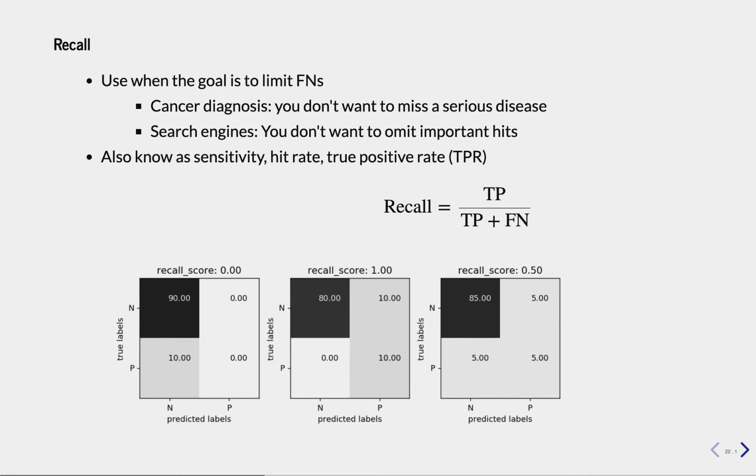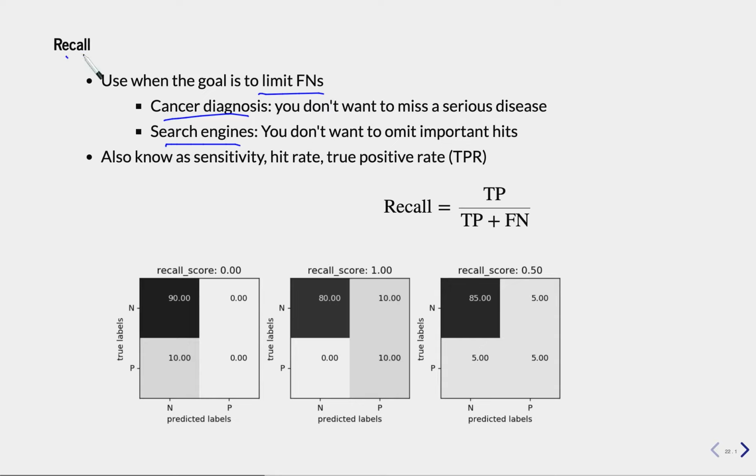Sort of the opposite of precision is recall. You use this when you want to limit false negatives. For instance, in our cancer test, you want to limit false negatives because it means you're not detecting the disease. Also, in search engines, you don't want false negatives because it means you're not showing the link that the person is searching for. So, in case of search engines, you want to actually have both high recall and high precision.